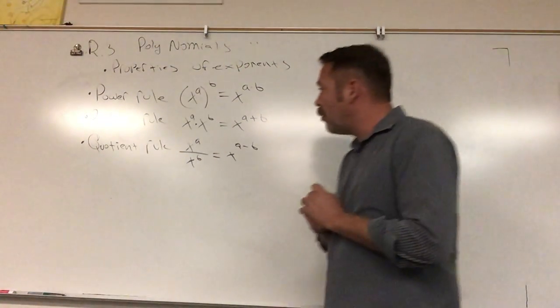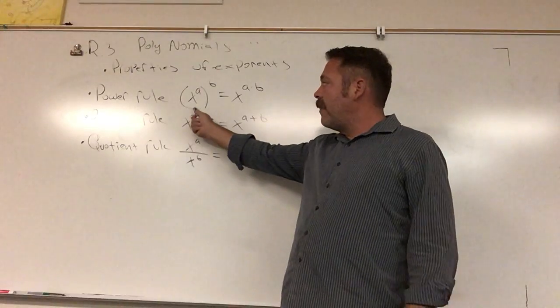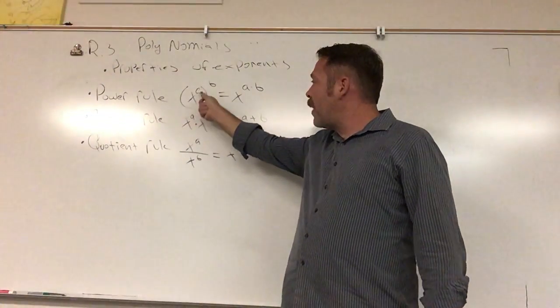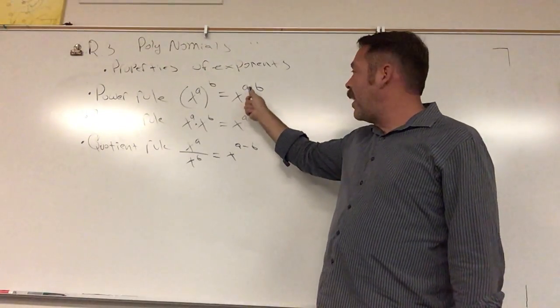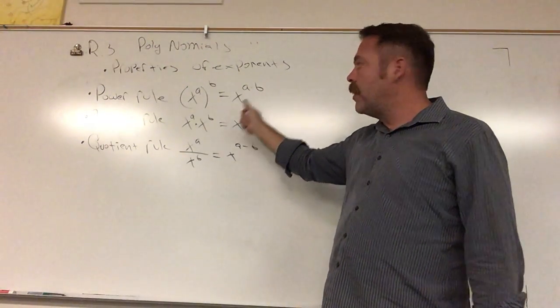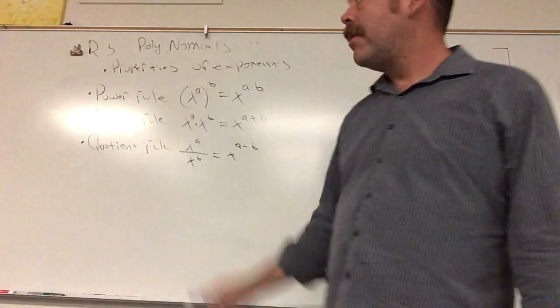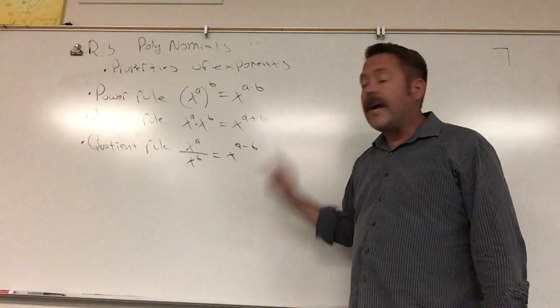We have the power rule that says any variable, we'll say x to the power of a to the power of b is x to the a times b. So when you have a power to a power, you multiply the exponents.